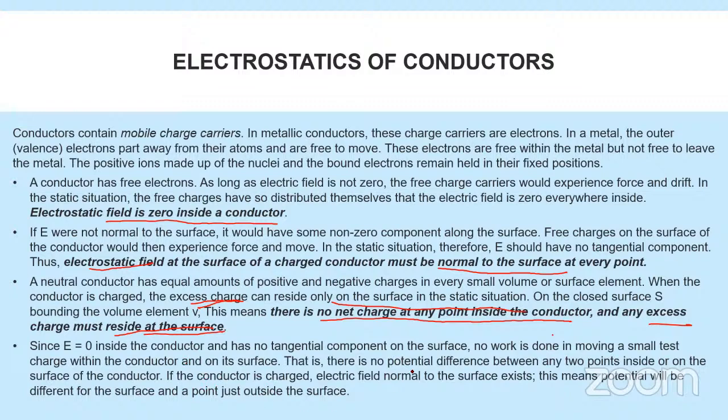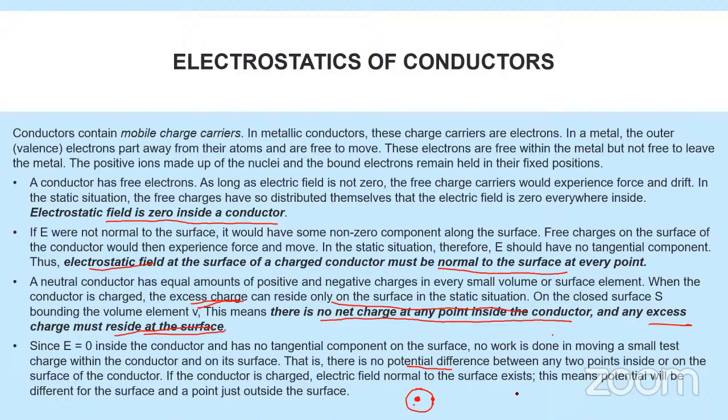Okay, so that is why we can say that there is no potential difference between any two points inside or on the surface of the conductor. So this is your conductor, and there is no work being done inside the conductor as well as on the surface of the conductor. Since there is no electric field and there is no tangential component on the surface, there is no work being done inside as well as no work being done on the surface.